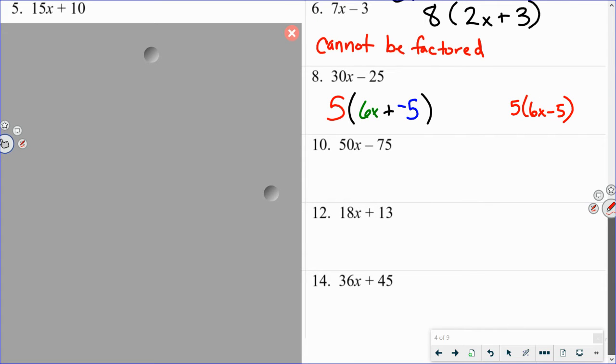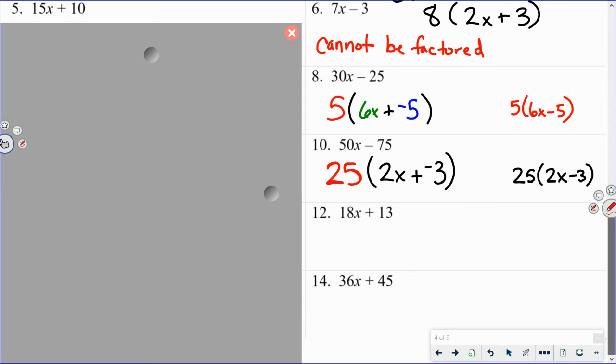Now in this case, you might be tempted to write 5 again. However, the greatest common factor is going to be 25. 25 sets of 2x would make 50x. 25 sets of -3 would make -75. Or you may write 25 times parentheses 2x subtract 3.